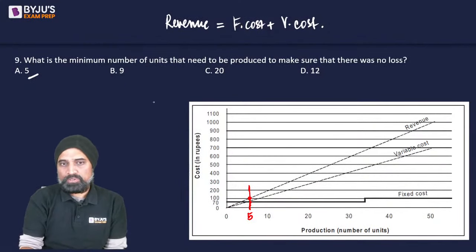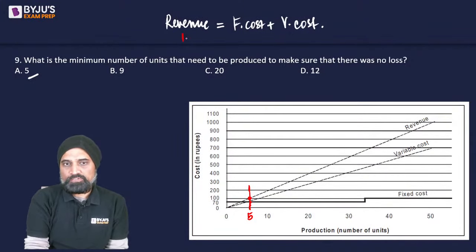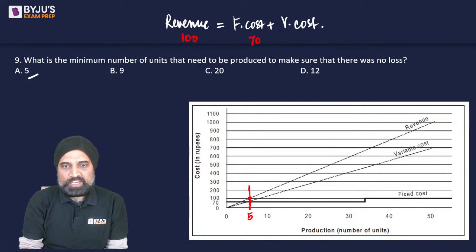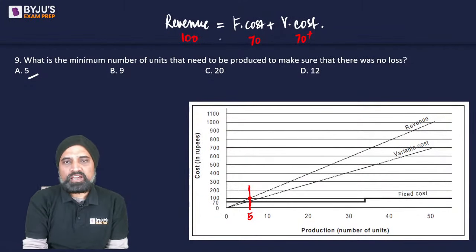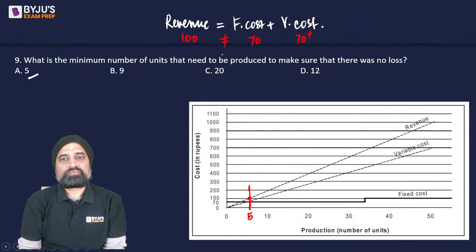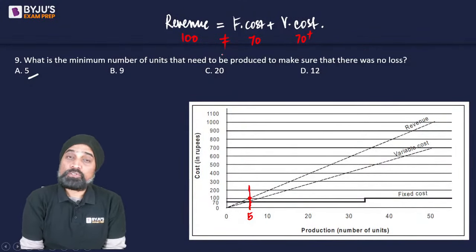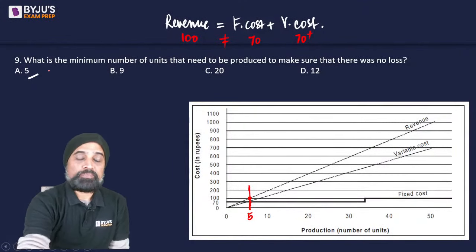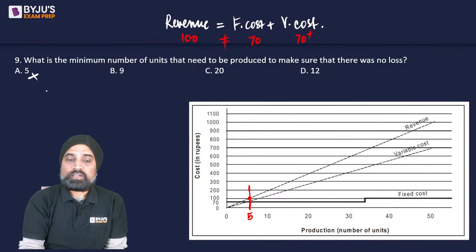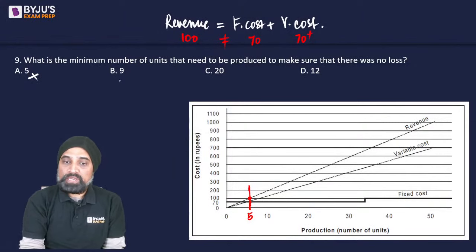Is it true? So if I look at the 5 case, revenue is 100, fixed cost is 70, and variable cost, don't you think it is a little over 70? So they are not equal. This is a loss scenario. Cost is more than 140 rupees. Revenue is only 100. So A can't be our answer. Then we will have to go after option B.